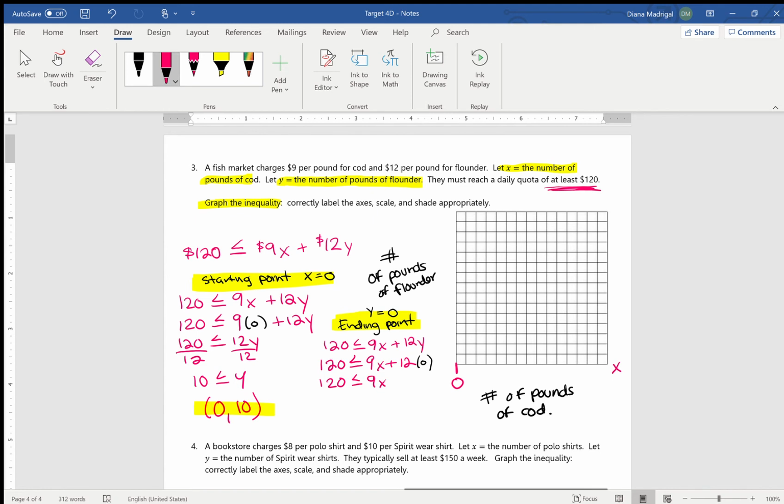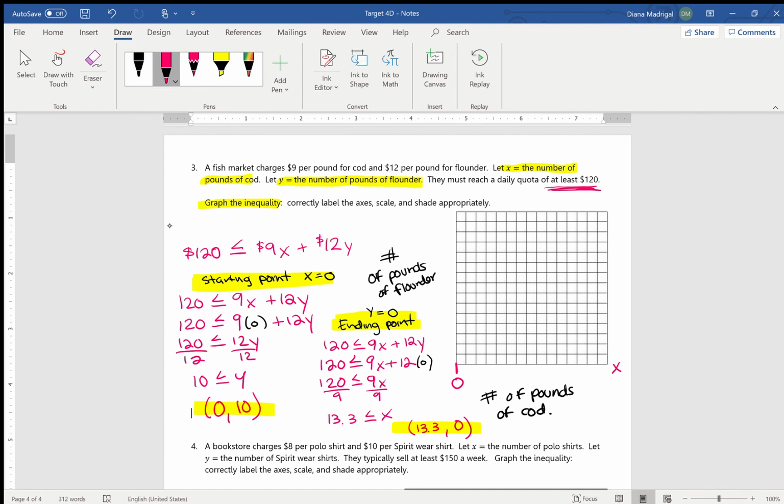I need x by itself, so I'm going to have to divide by 9. 120 divided by 9 gives me about 13.3. It's going to give me a decimal, and that's fine. That means my ending point is going to be 13.3 for x and 0 for y. Now that you've figured out your starting point and your ending point, you know how to put your scale numbers for x and the scale numbers for y.